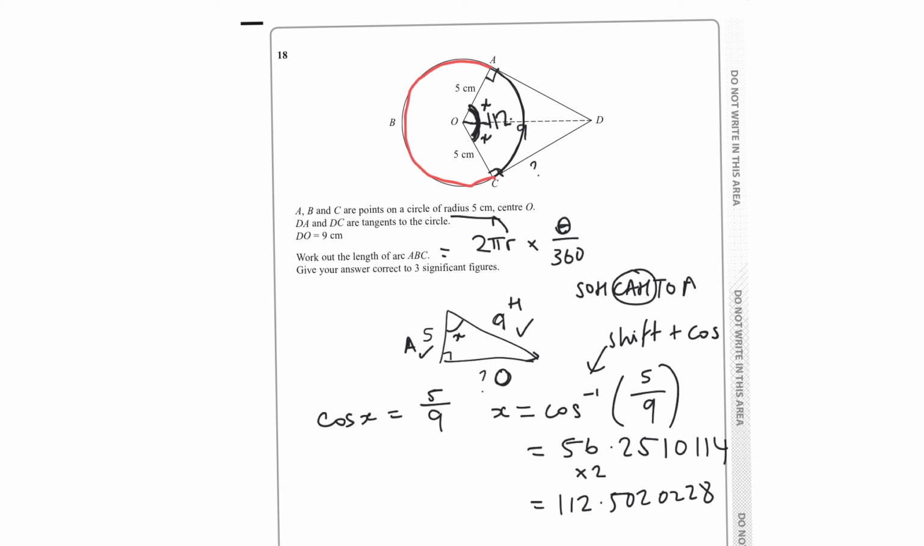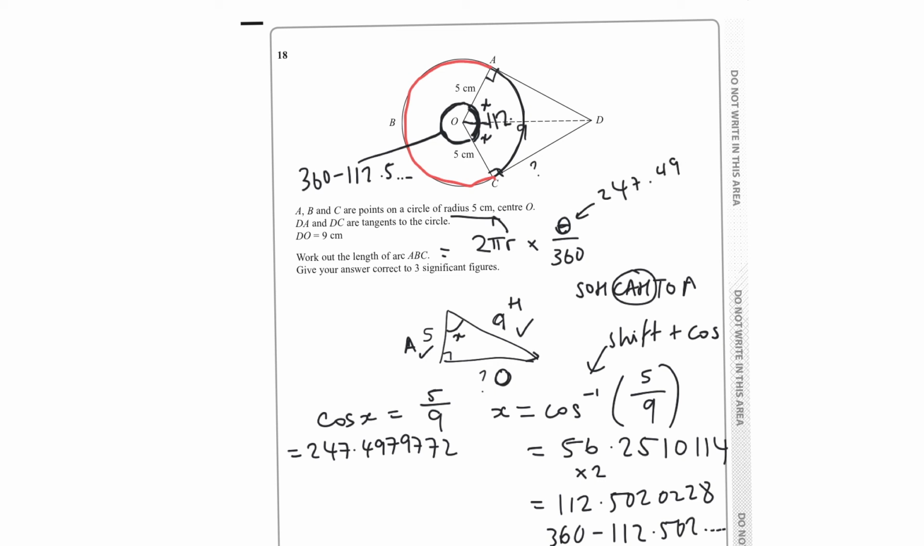So in order to work out that angle, because we need that angle to work out the arc length, we're going to need to do 360 take away the 112.5 that we worked out. So if you did 360 take away the 112.502, and so on, into your calculator, you should get 247.4979772. And by doing that, now we've worked out the angle.